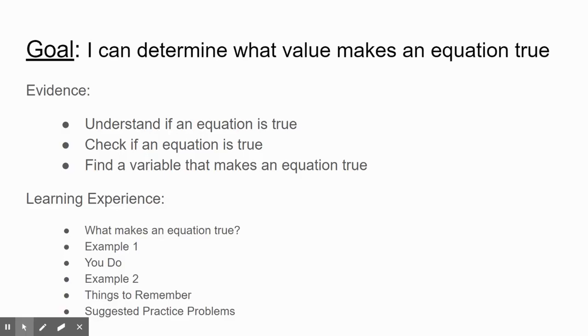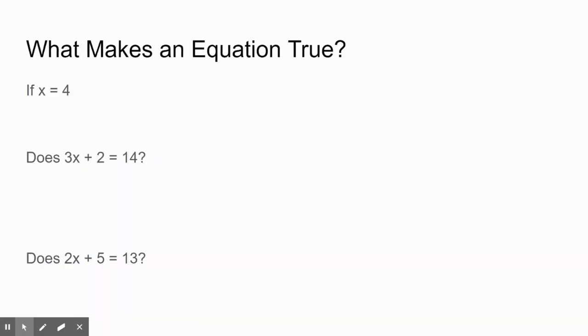In this video, we are going to determine what value makes an equation true. So we're going to understand if an equation is true. What does that actually look like? We're going to check how we can check if an equation is true, and then we're going to find a variable that makes an equation true. They're all basically the same thing. We're trying to figure out, are equations true or not? Learning experience is there at the bottom. You can look at that if you'd like. But we are going to roll right along to our first slide here.